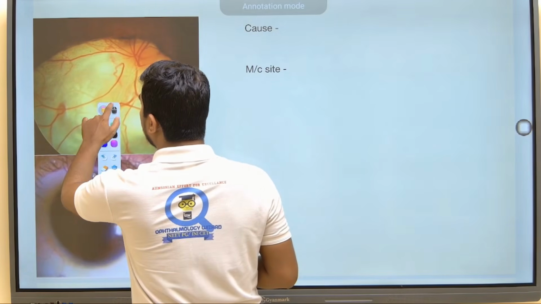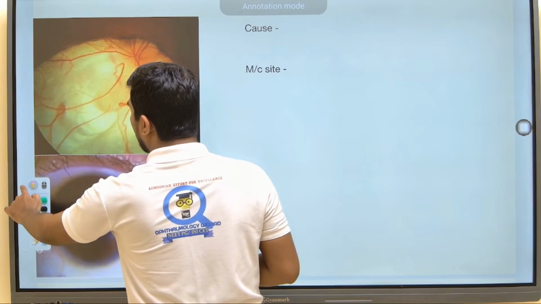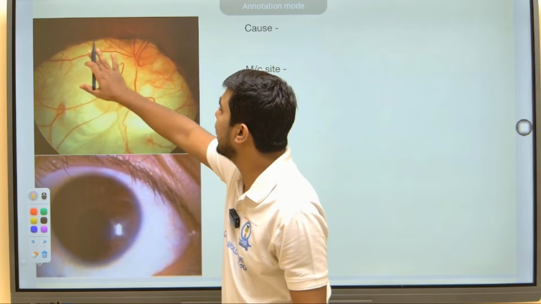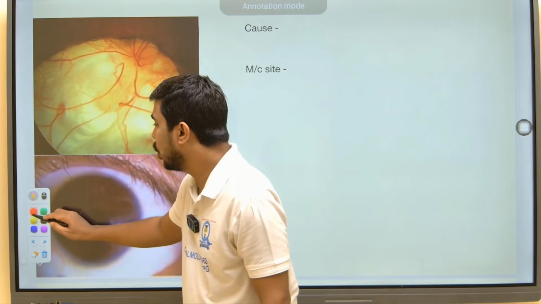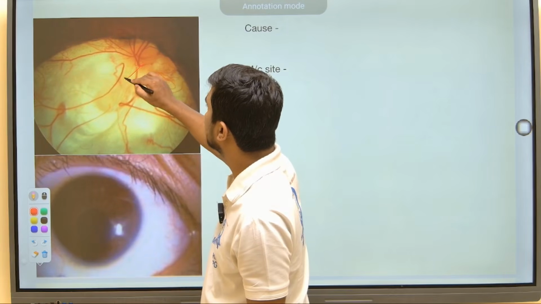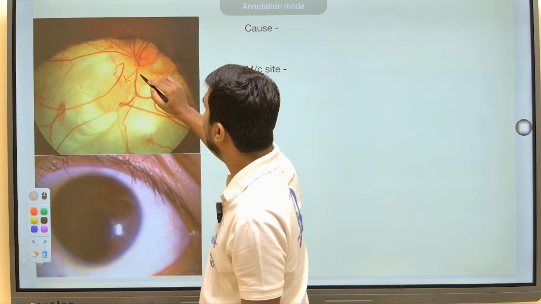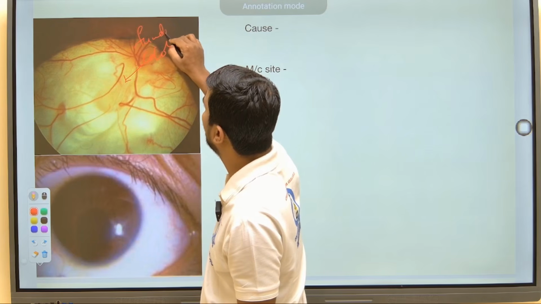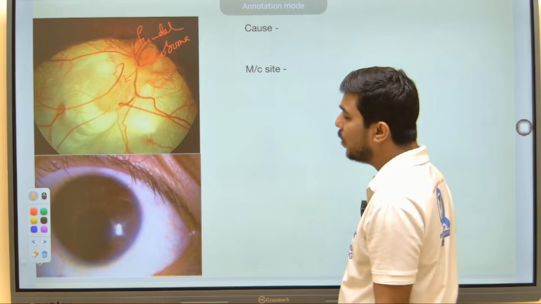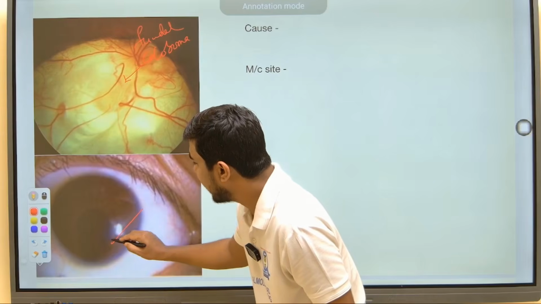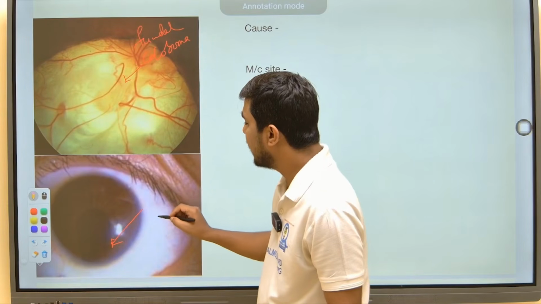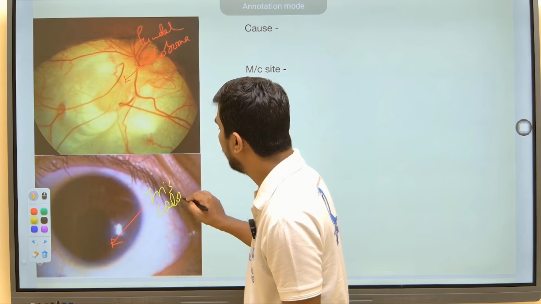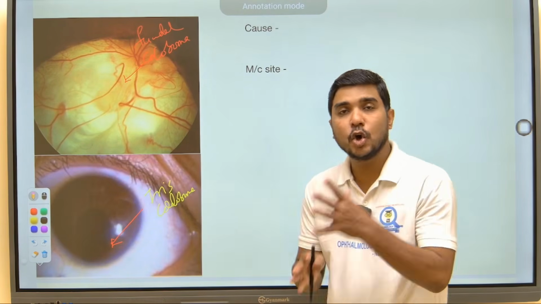So the first thing that you have to understand here is that this is a fundus photo, and this fundus photo has a coloboma here. This is called fundal coloboma. Okay, and what is this? As you can see here, this is nothing but an iris coloboma. Basically, I am talking about coloboma.